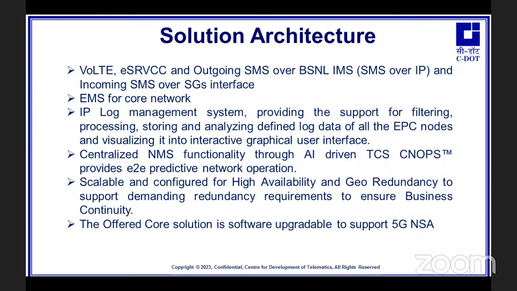We are talking about the TCS CNOP centralized NMS functionality. Through AI-driven capabilities, TCS CNOP provides predictive network operation, and it will be common for both RAN and core. We are ensuring scalability and high availability, and geo redundancy, because the architecture we are providing is PR and GR based. It supports demanding redundancy requirements to ensure business continuity, because if the PR side goes down, GR will take over and services will go through the GR sites.